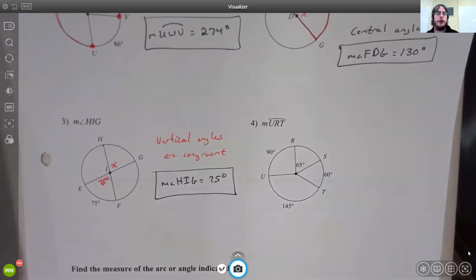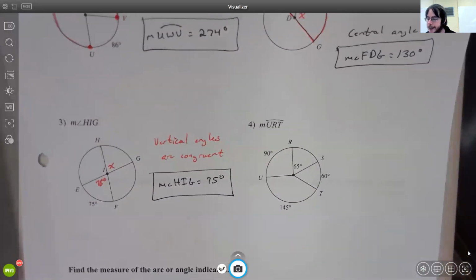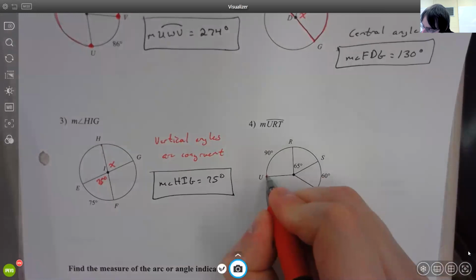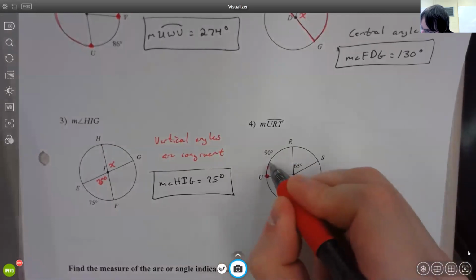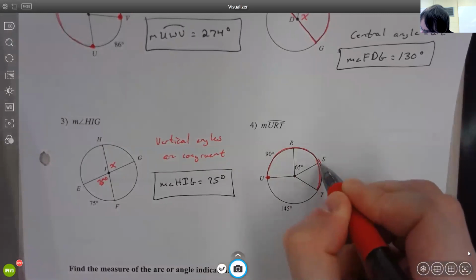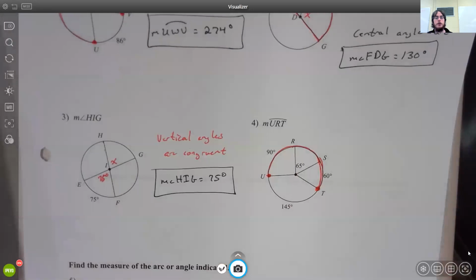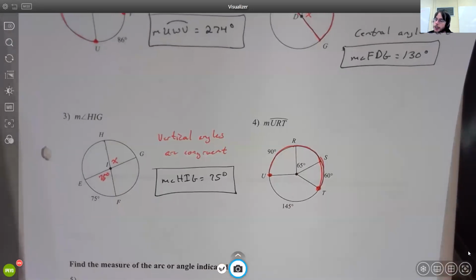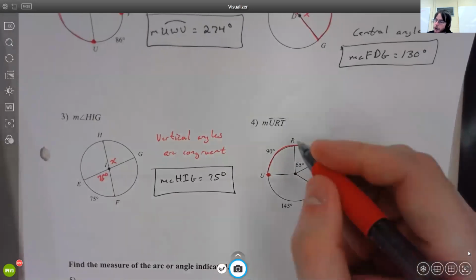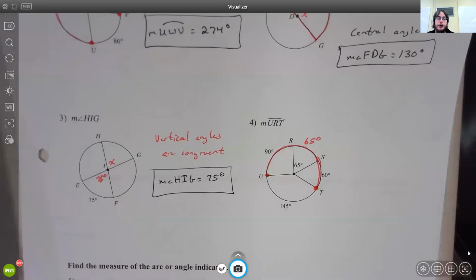All right, and number four says to find the measure of URT. So we start at U, we go to R, and then we go to T, and that's what we want to find. Now there's a couple different ways to do this one because all of these arcs or angles have a measure. So you'll see here that this has a 65-degree measure, so the arc must also be a 65-degree arc.